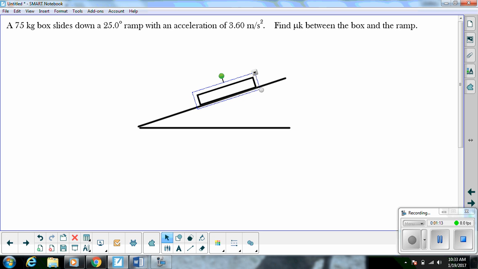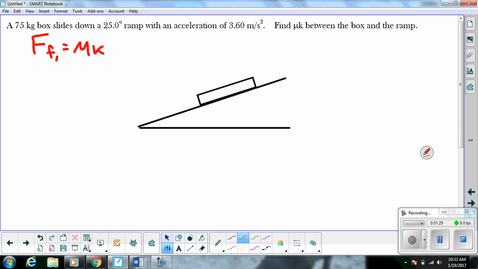And then what I'm going to do is remind myself how to find the coefficient of friction. Remember that the coefficient of friction can be found with this equation. And it's sliding, so I use the coefficient of kinetic friction times the normal force. So in order to find the coefficient of friction, I'm going to need the frictional force and the normal force. So let's put those vectors on the free body diagram.